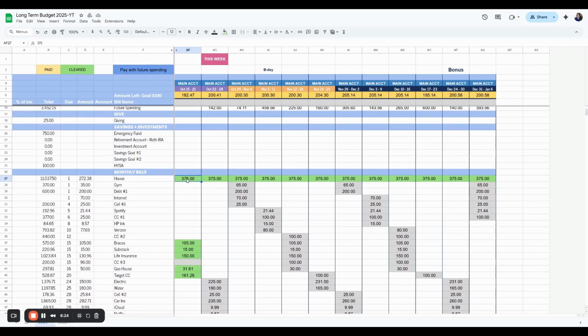We have an automatic deposit where our mortgage is pulled into a separate bank account to always have that available. So this is what this means.